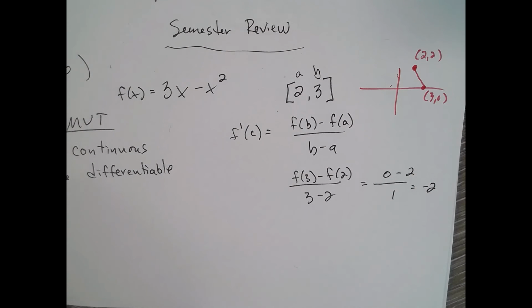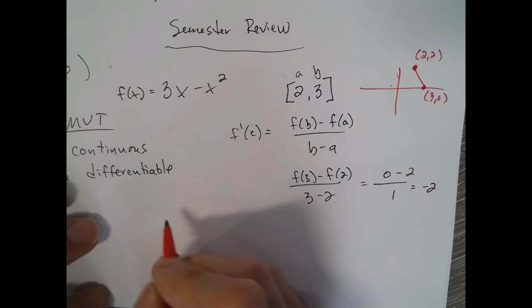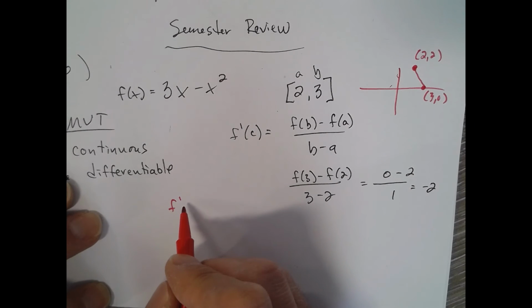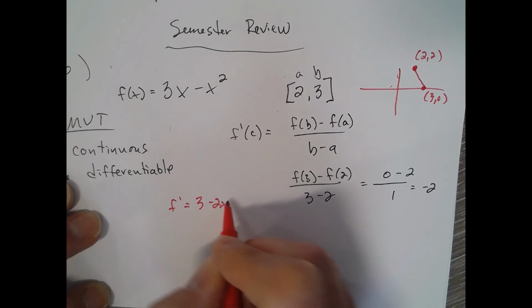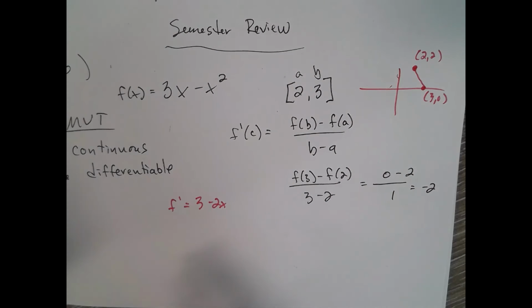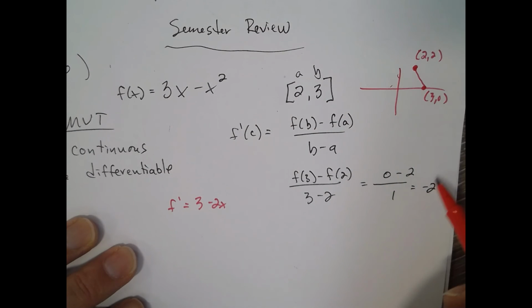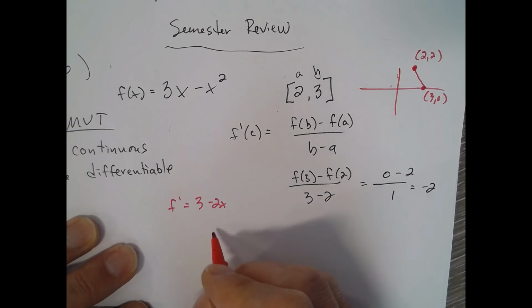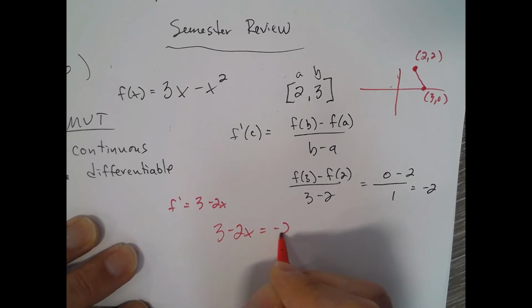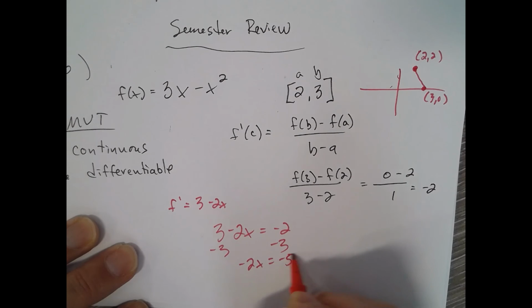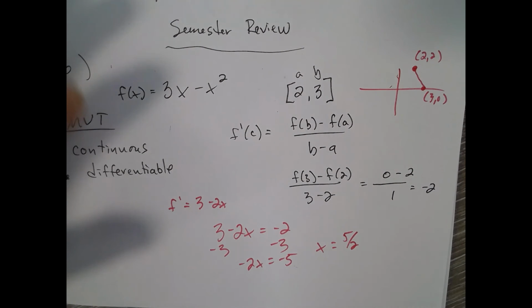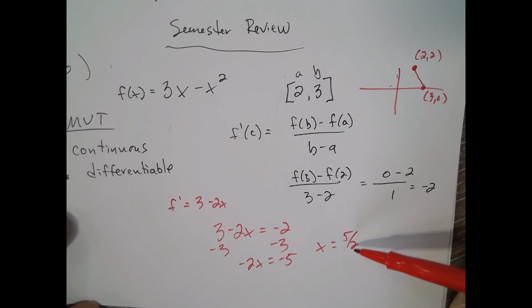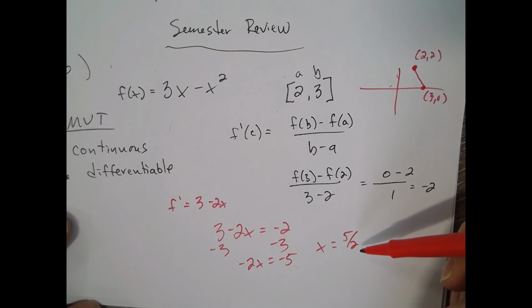So we have to find the derivative, the instantaneous derivative, and that would be 3 minus 2x, and we're going to set our derivative equal to negative 2 and see when it happens. So 3 minus 2x equals negative 2. Negative 2x equals negative 5, so x equals 5 halves. Notice that 5 halves is in the interval, that's 2.5, so between 2 and 3.